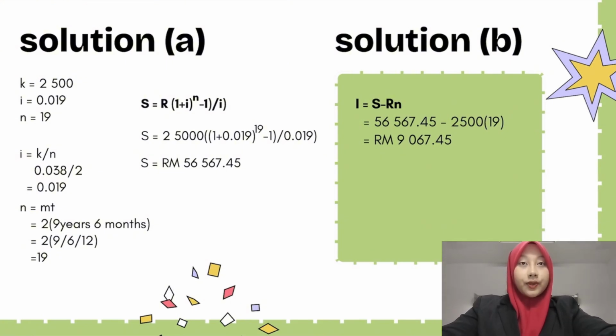Solution for B, use the formula I equals S minus Rn. So I equals 56,567 ringgit and 45 cents minus 2,500 times 19. Therefore, the interest earned throughout the period is 9,067 ringgit and 45 cents.